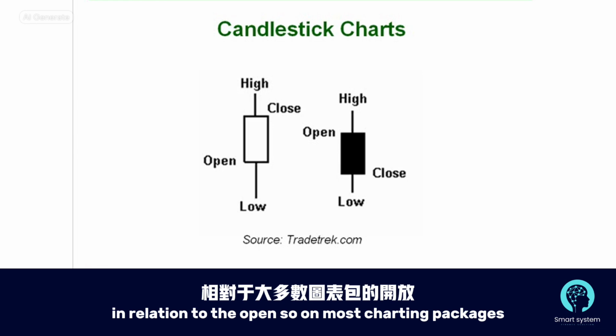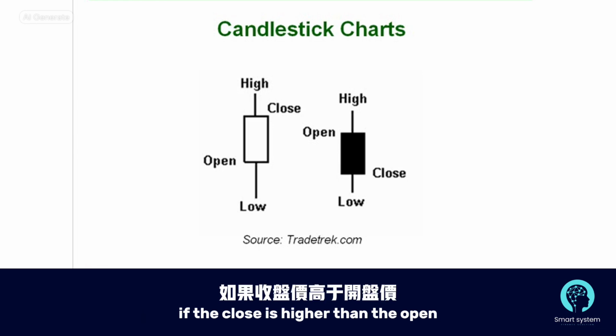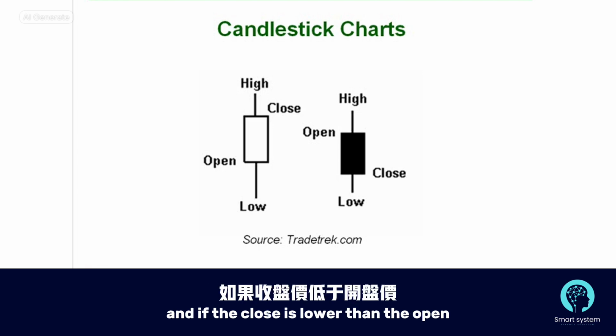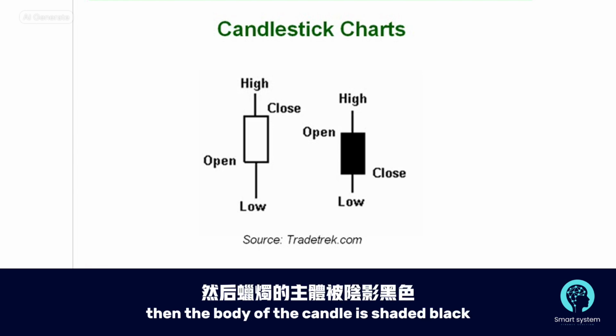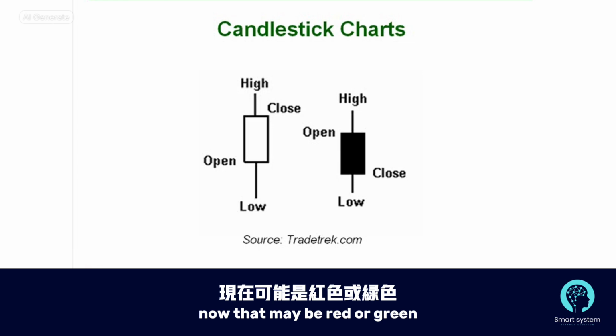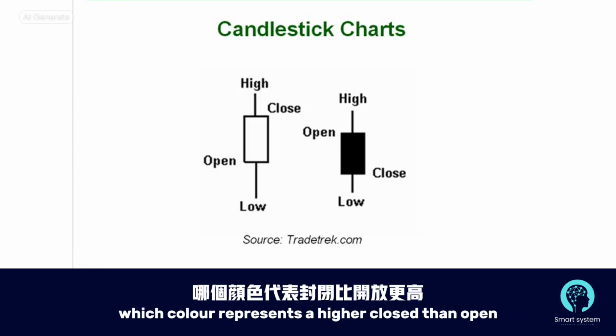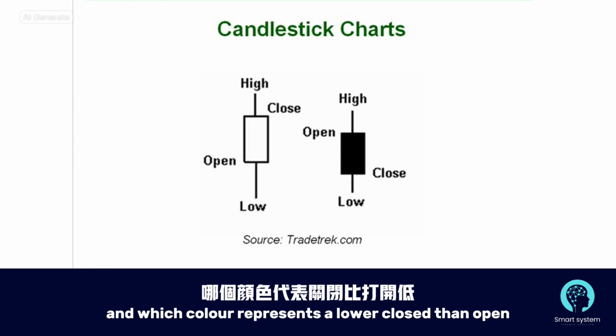So on most charting packages, if the close is higher than the open, then the body of the candle is shaded white, and if the close is lower than the open, then the body of the candle is shaded black. Now that may be red or green. The color doesn't really matter, as long as you understand which color represents a higher close than open, and which color represents a lower close than open.